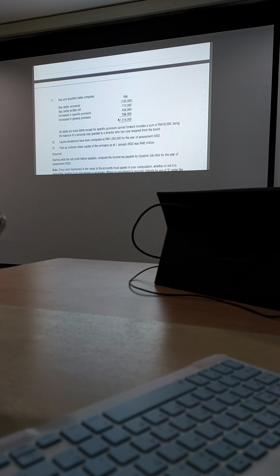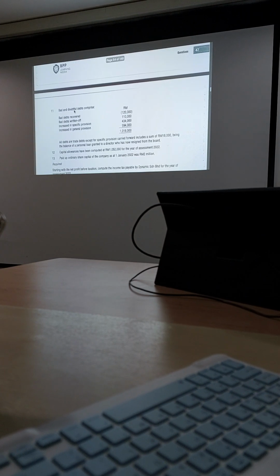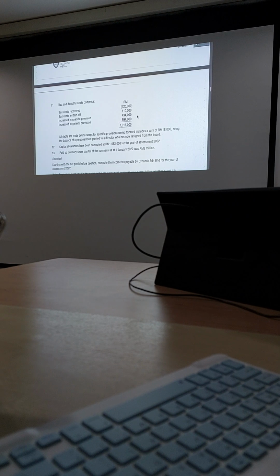Okay, bad debt, how? Have a read first. Bad debt recovered 120,000, bad debt written off 110,000, increase in specific provision 434, increase in general provision 594. All debts are trade except for the specific provision carried forward, which includes the sum of 18,000 being the balance of a personal loan granted to the director who has now resigned from the board.